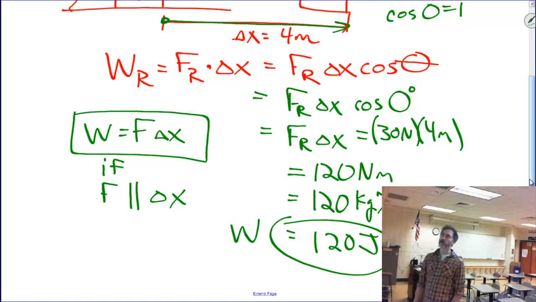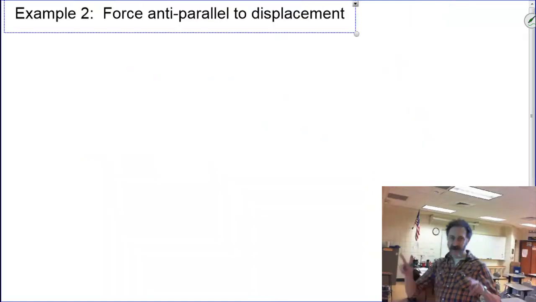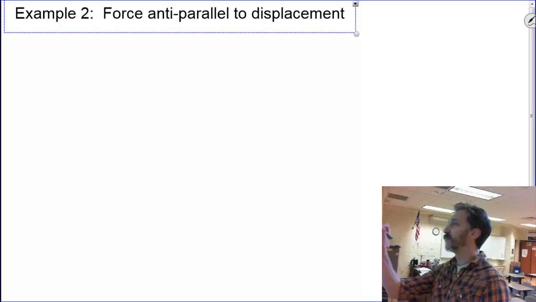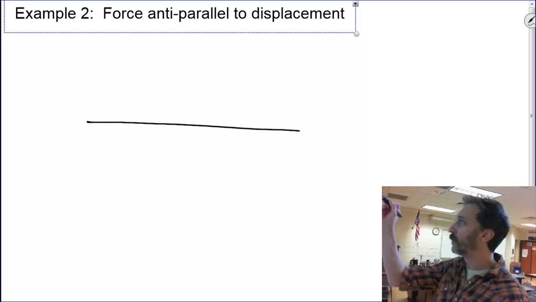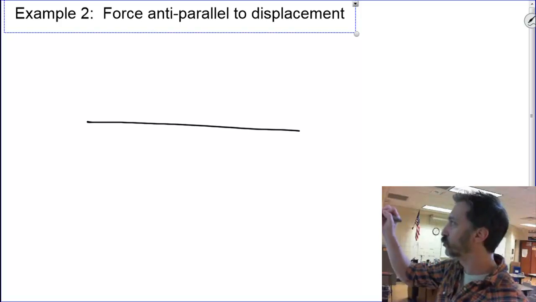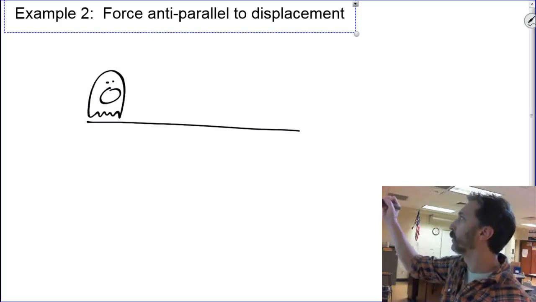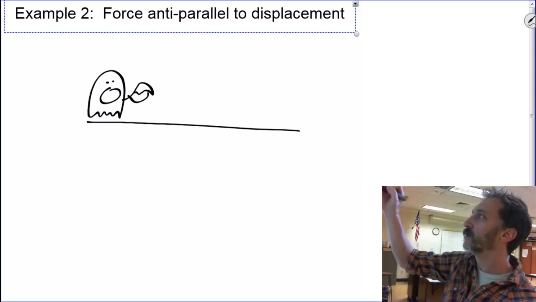Now, example number 2. What if the force is anti-parallel to displacement? Anti-parallel means that the two vectors are parallel, but they point in opposite directions. Okay? So we'll go back to Superman saving the baby, right? So here's the ground. Remember, we had a giant alien, which I'm going to draw like a Pac-Man ghost. We'll give him claws. I like putting claws on my monsters.